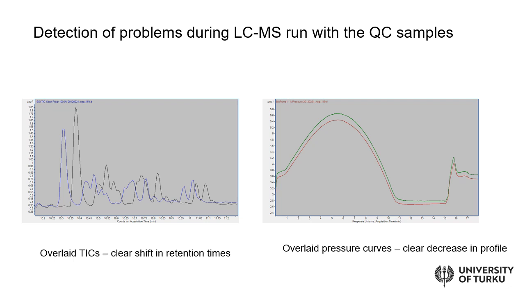And on the right-hand side, there is an example of another way of looking at the instrument, which is the pressure curve of the instrument during the run. And this is something that the analytical chemists typically keep an eye on, because if the pressure changes a lot during the run, it means that the column is not in perfect condition, and it's an alert that if, when looking at the quality control sample during the run, this kind of issues occur, then they need to be taken care of.